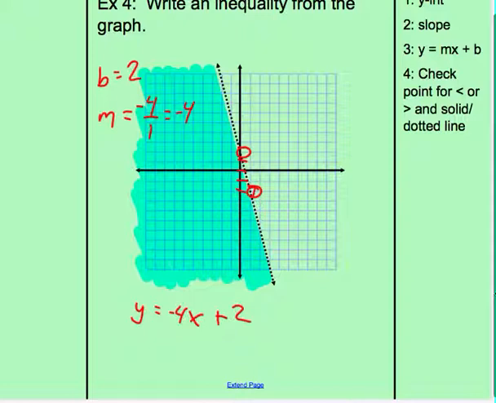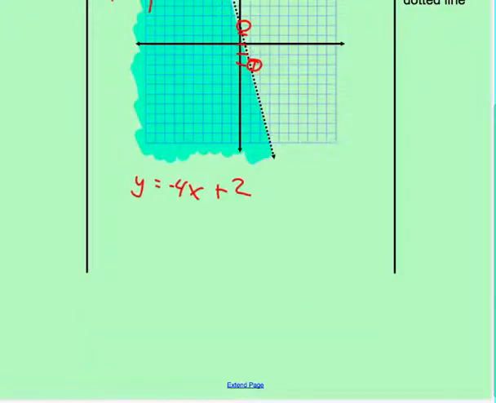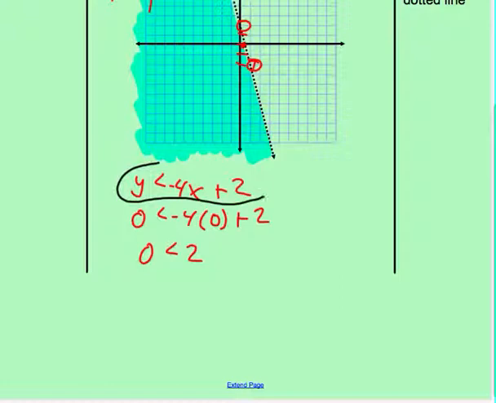This time it is a dotted line, so we know it will be greater than or less than. There will be no "or equal to." And then we find a point to substitute in for x and y. This time, I'm going to choose (0, 0), because (0, 0) is shaded, and that will be easiest to use. So we replace x and y with 0, 0. And then we replace our equal signs with the inequality that makes it true. 0 is less than 2. So our inequality this time is y is less than -4x plus 2.